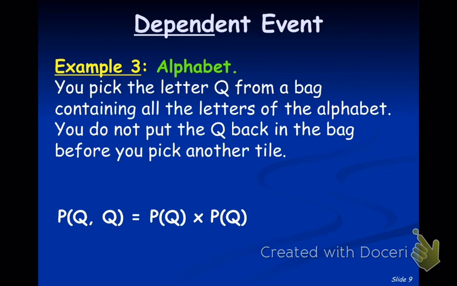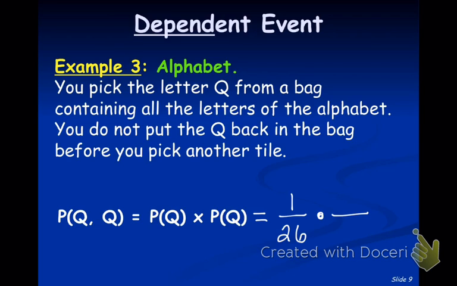All right, so how many letters do we have in the alphabet from A through Z? You should have said 26. There are 26 letters in the alphabet. And in the bag, how many Qs will you have? You'll just have 1 Q in the alphabet. Then you're going to multiply.